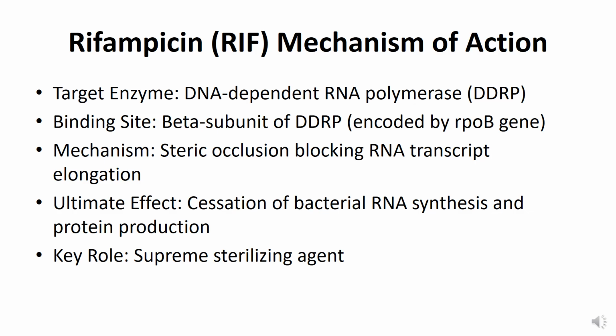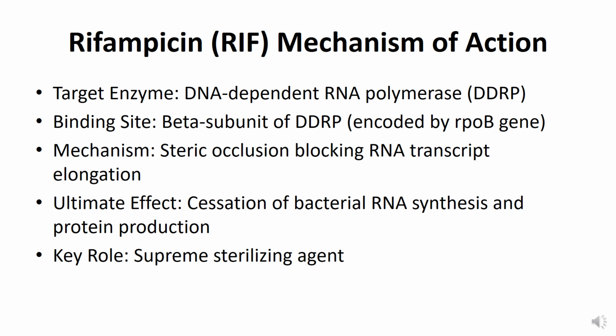Imagine placing a barrier across a railway track. The train may start moving, but it cannot continue its journey. In the same way, RNA synthesis begins but cannot proceed normally. The elongation of the RNA transcript is interrupted. As a result, complete RNA molecules cannot be produced.